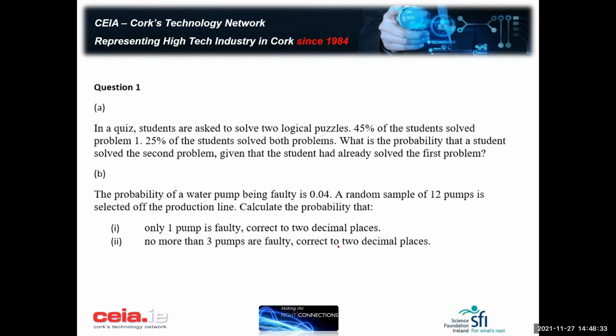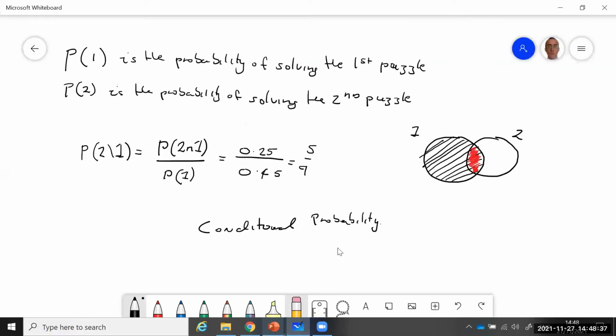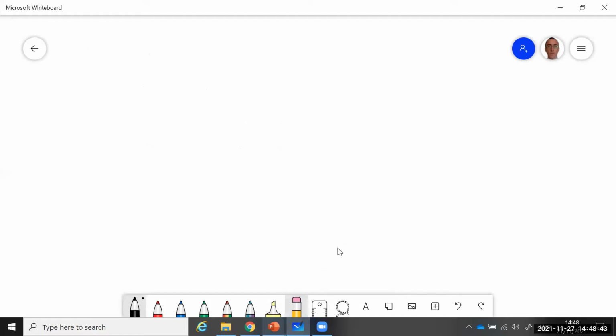So let's take the very first part there. Only one pump is faulty, correct to 2 decimal places. So I'll just clear the canvas. If you are choosing to write this down, and perhaps you lose some information when I erase the whiteboard, just remember, of course, it is on YouTube, so it's all backed up.